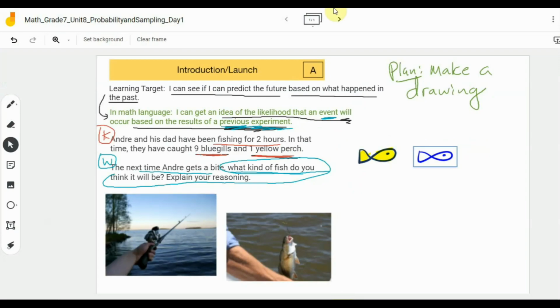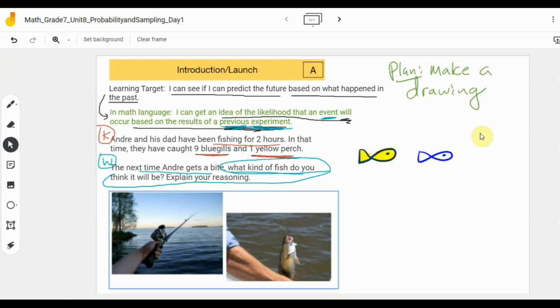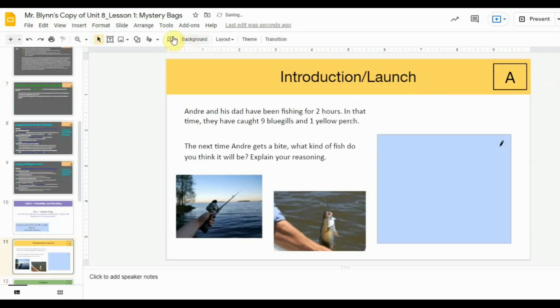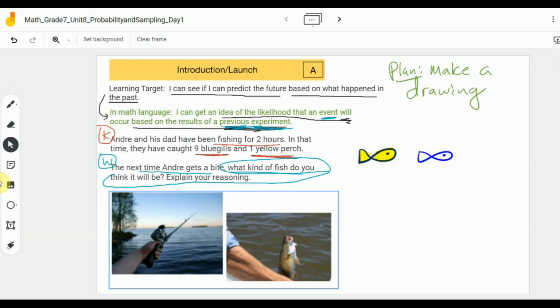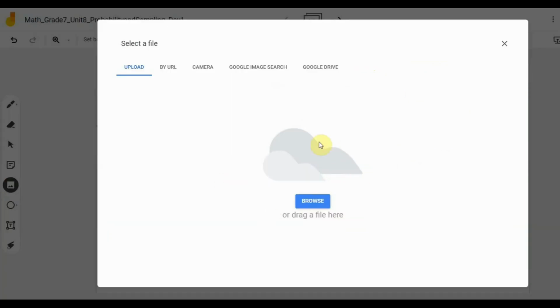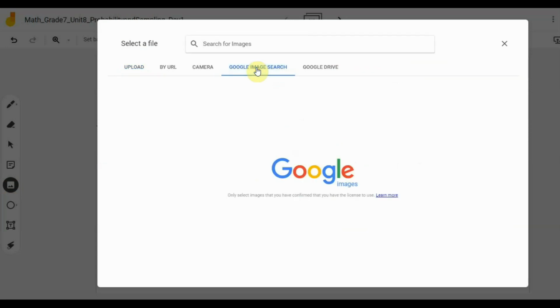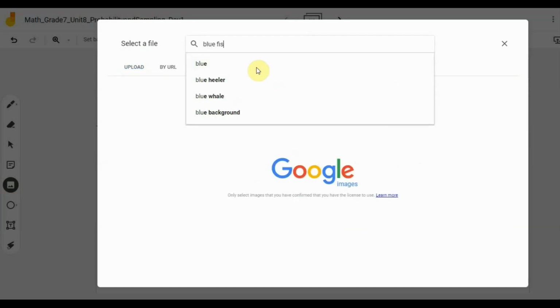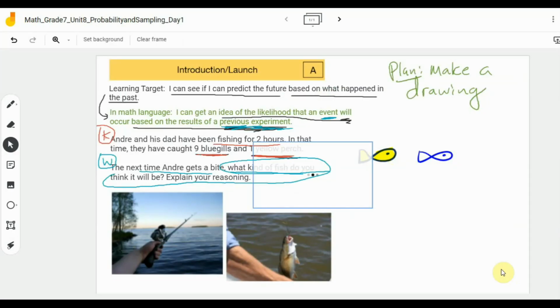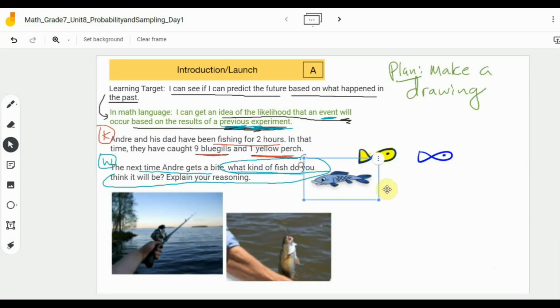What I've done here is I've made some drawings already. You can make a drawing in any other program. You can make a drawing here. You can draw a fish, for example. And then you can simply take a screenshot and add it to the slide by clicking on this icon here. And you can add a screenshot of anything from the internet as well. You can do a Google image search for fish like this and insert that. These are things that you can do when you're in a Jamboard to help you make drawings.